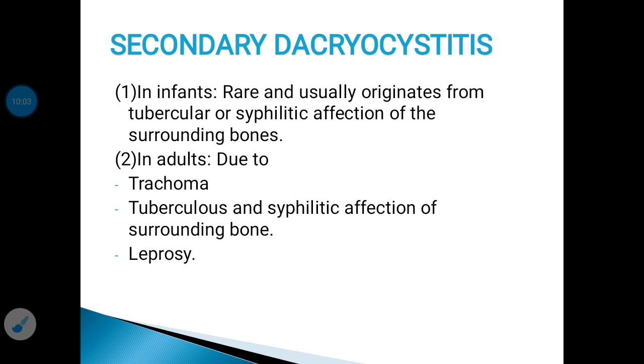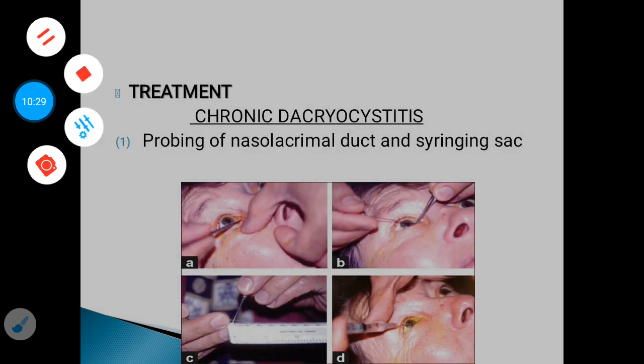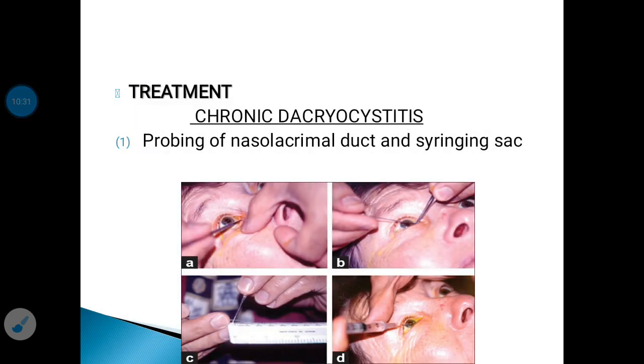Now the third variety of dacryocystitis according to classification is secondary dacryocystitis. It can occur in infants or in adults. Secondary dacryocystitis in infants is rare and usually originates from tubercular or syphilitic affection of the surrounding bones. In adults, it can occur due to trachoma, tubercular and syphilitic affection of surrounding bone, or in leprosy.